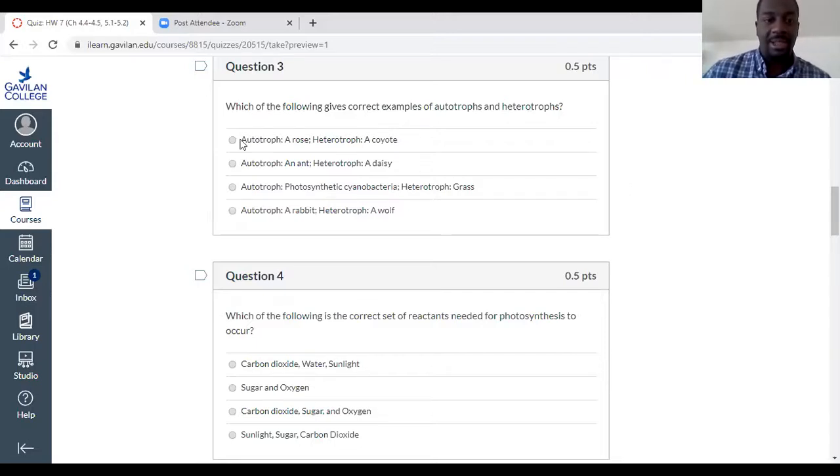So we got A. An autotroph would be a rose, and the heterotroph being the coyote. An autotroph is able to produce its own food. That would be the rose performing photosynthesis. The heterotroph, the coyote, is not able to produce its own food, so it has to eat something else. Right, so it has been correct, because plants make their own food. Exactly. Good. All right.